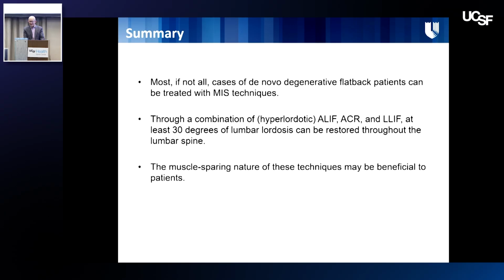So again, a little bit different way of thinking about things, but I guess my conclusions would be that most, if not all, cases of de novo degenerative flatback can be treated with these MIS techniques. And I think through a combination of hyperlordotic ALIF, ACR, and lateral interbody fusion, at least 30 degrees of lumbar lordosis can be restored through the lumbar spine. Again, in my practice, all degen patients, all deformity patients with a Cobb angle less than 40, and who don't need to go up to the upper thoracic spine have been treated MIS. I would say I'm biased, but with predominantly good result. And the muscle-sparing nature of these techniques may be beneficial to patients in both the short and the long term.